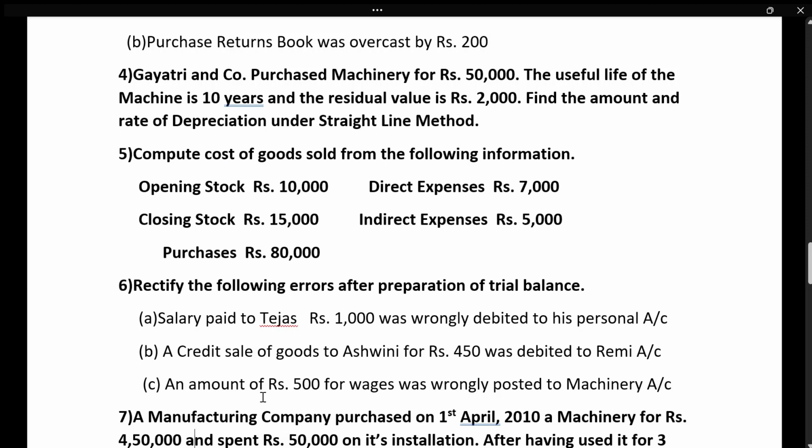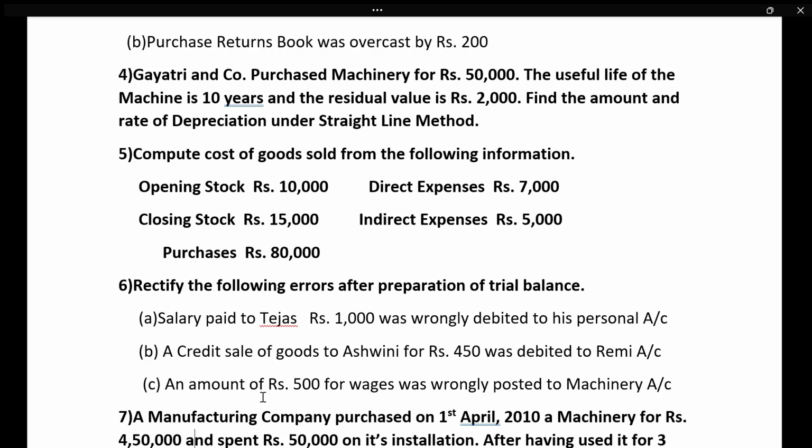Again after the preparation, you can use the word suspense account, but here you have to read the question. What is the error here? Salary paid to Tejas was wrongly debited to his personal account. So instead of debiting salary account, they have debited Tejas account. So the correct entry is salary account debit to Tejas account 1000, you have to write.